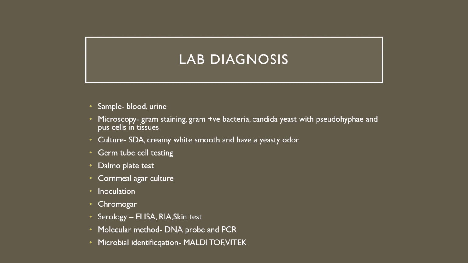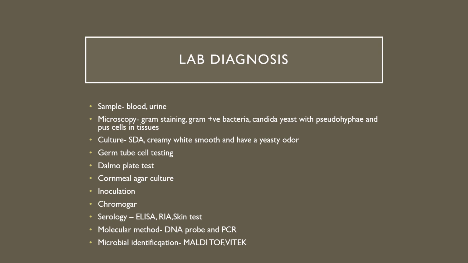Next, we can also do a germ tube test. This culture is tested with sheep serum or human serum, and they form germ tubes, and this shows positive for Candida albicans. Next is the Dalmau plate test. This also, if it is positive, gives a positive sign that the patient has been infected with Candida albicans. Corn meal agar culture forms chlamydospores at 20 degrees Celsius. In inoculation, the species can be differentiated on the basis of their growth patterns, colors, etc. In chrome agar, a green colony shows the presence of Candida albicans.